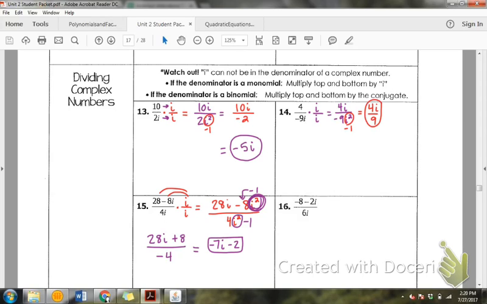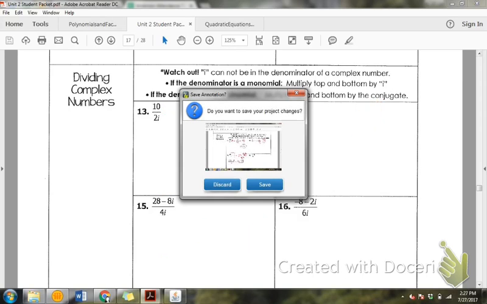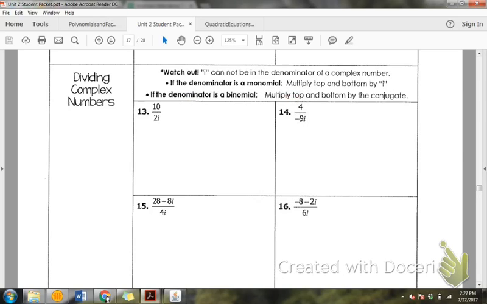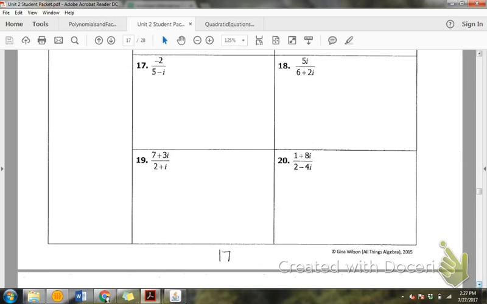Okay, let's go on to number 17. Now, 17 is a binomial. That's what it says. Is it two terms on the bottom or one term? Two terms. That's a binomial. So when it's two terms, that's when we're going to multiply by the conjugate.